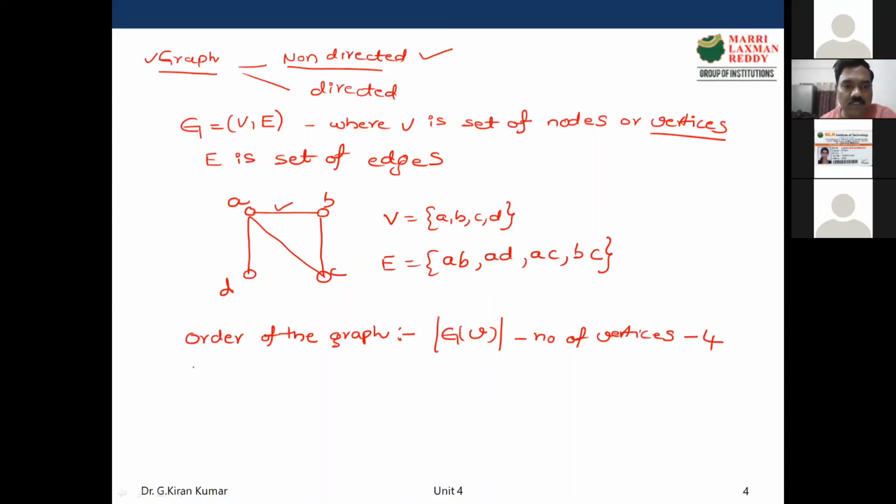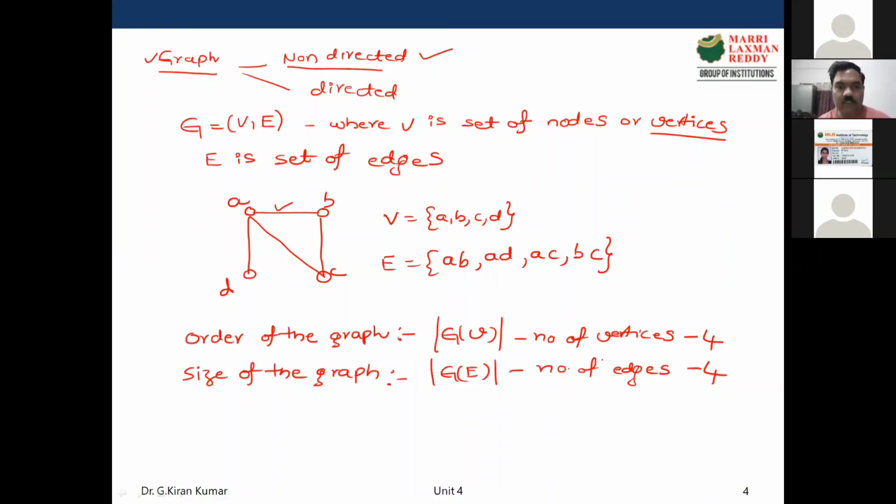Another term is the size of the graph. What could be the size of the graph? Any guess? Number of edges. Yes, it is the number of edges in the graph. In this case, how many edges are there? Of course, also 4. So order and size. And there are a few more terms we'll see.